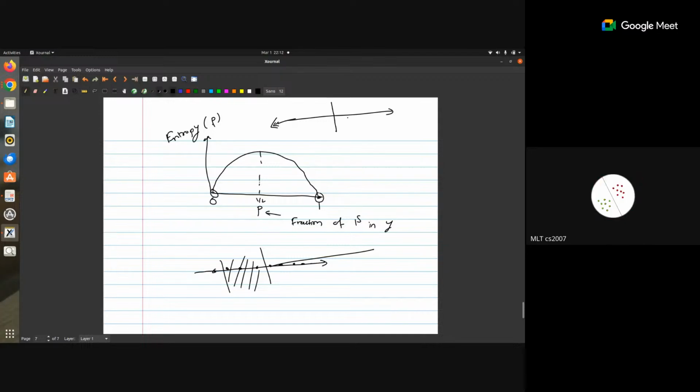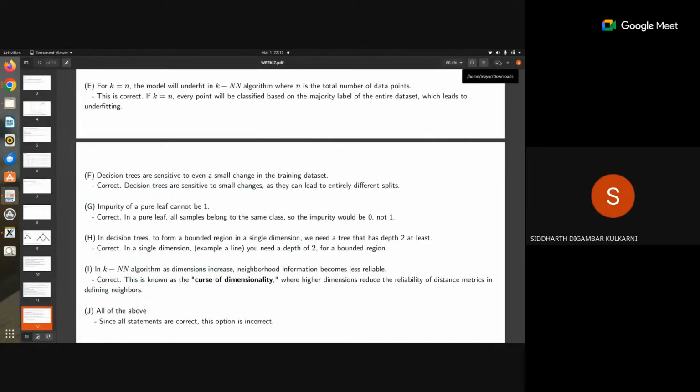If you have one question, it will split into two partitions, but one partition is bounded on one side and unbounded on the other side, and the other is unbounded on the other side. But if you have another question, it will split again, maybe this side or that side, and you will get some bounded region right here. Yes, sir. That is the meaning of it. Got it. What about I?